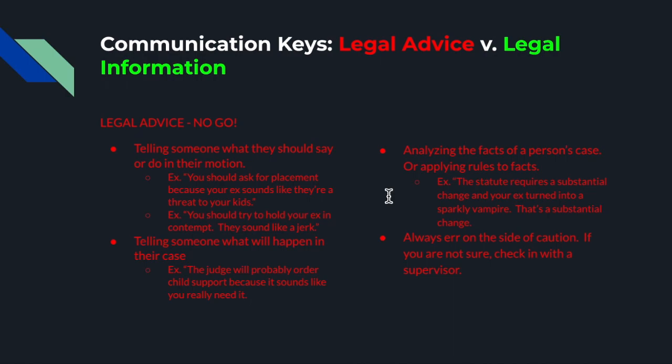If I said to somebody else, hey, you're definitely going to get this because your ex is from Mars, and Martians can't have placement. Or your divorce is probably going to be done in 60 days. Like, think about that. Would that be true if you said it to the next person? If the answer is no, it is probably legal advice.